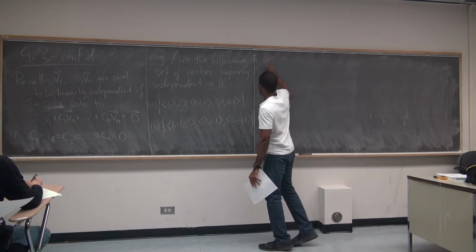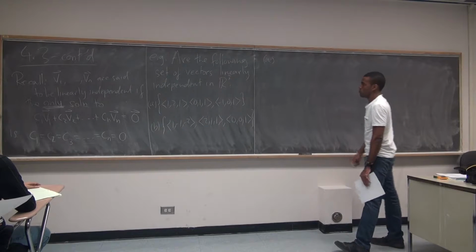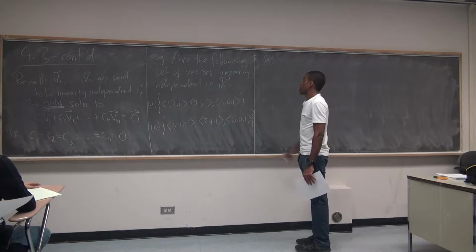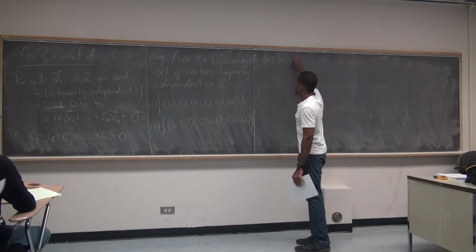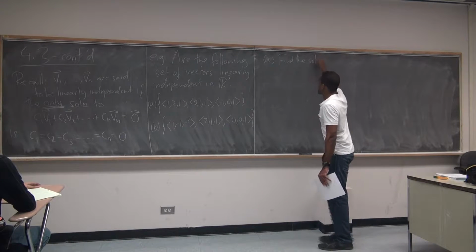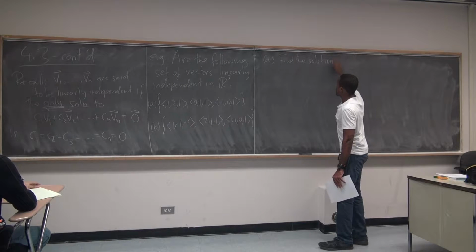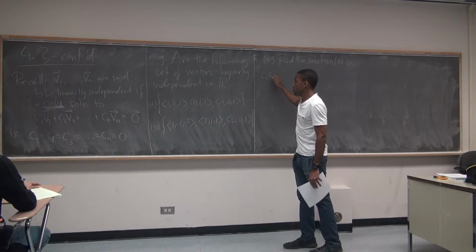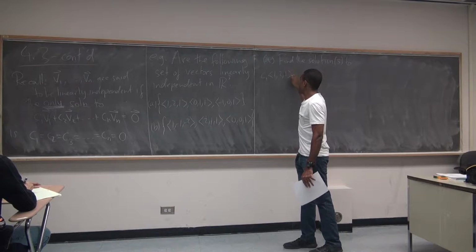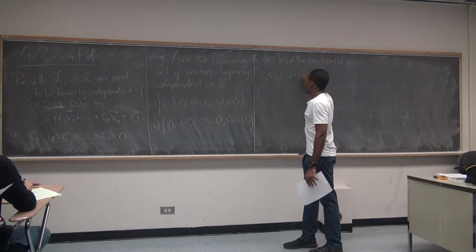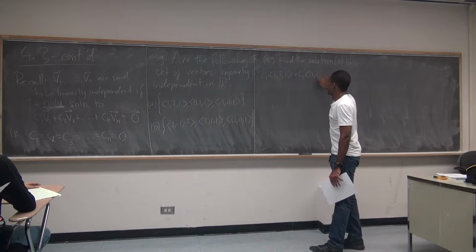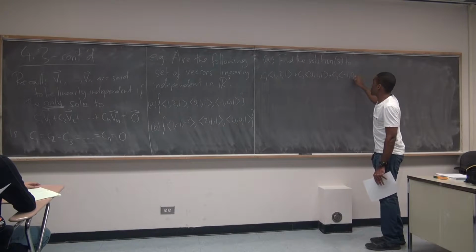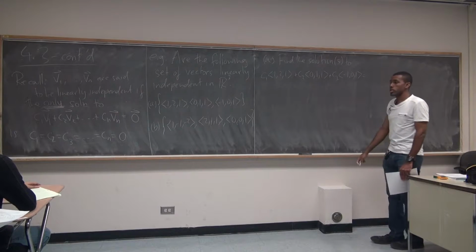Okay, so A, what do we have to check? What we want to do is find the solutions. You're going to take C1 times V1, 1, 2, 1, plus C2 times V2, 0, 1, 1, plus C3 times V3, which is 1, 0, 1. I'm going to set that equal to the 0 vector.